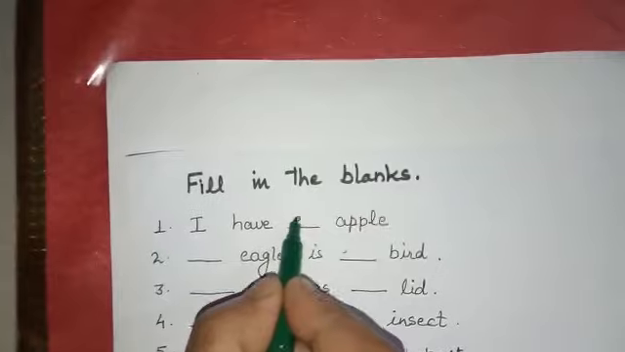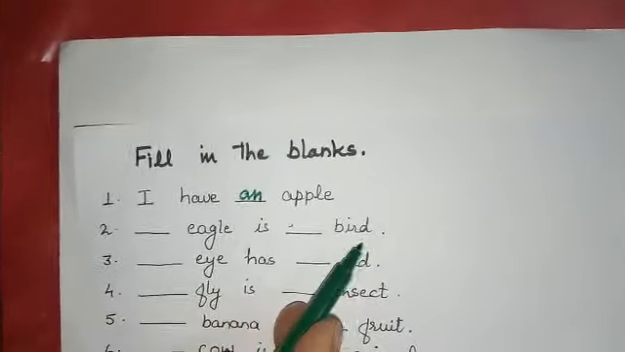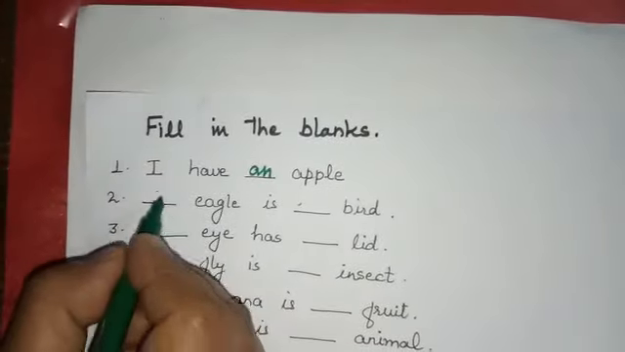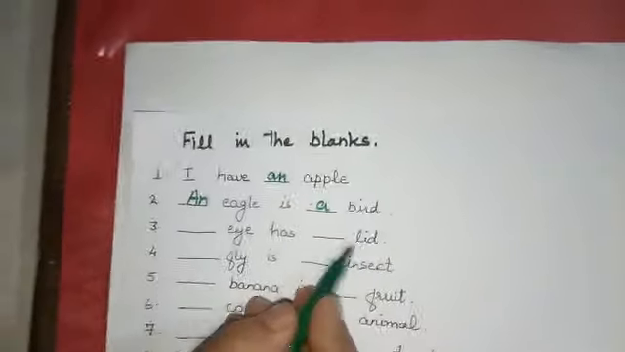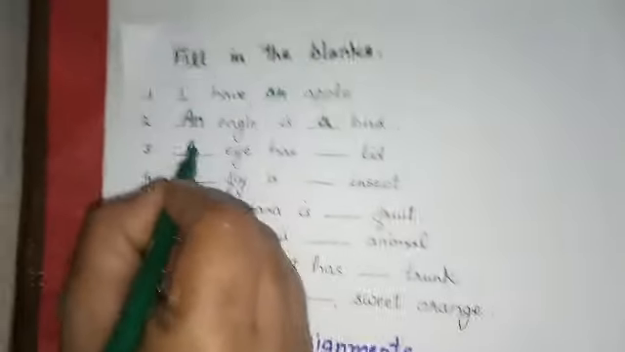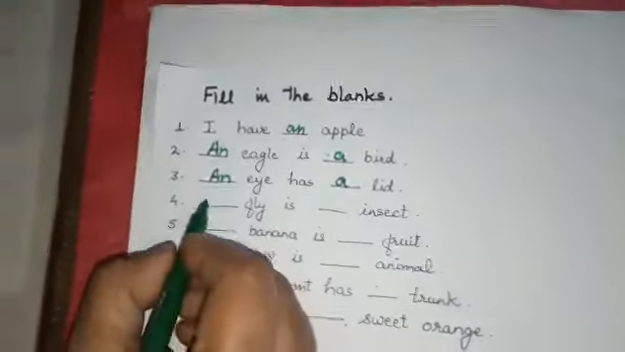So children, I hope you all have understood this. Let's do one more exercise. Fill in the blanks. I have an apple. Eagle is dash a bird. Dash bird. An eagle is a bird. Dash eye has dash lid. An eye has a lid.